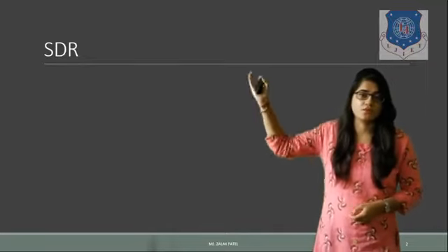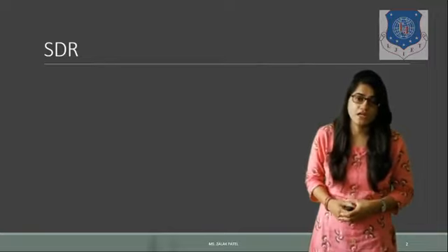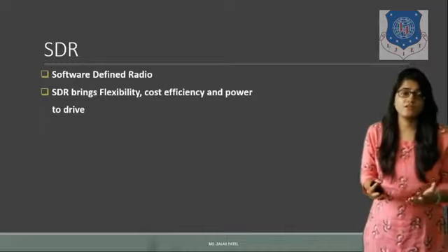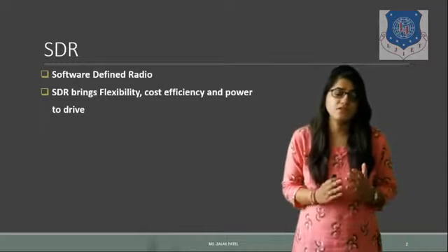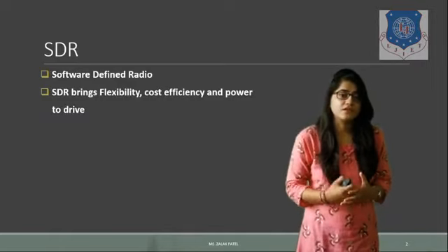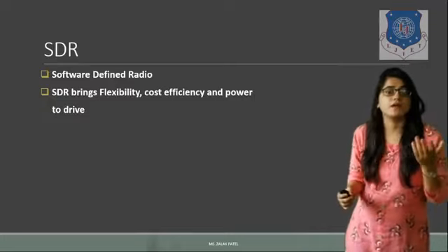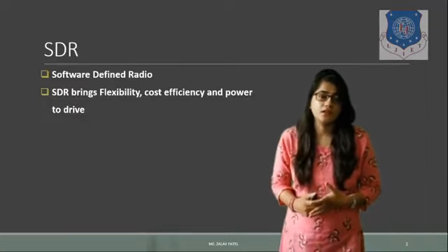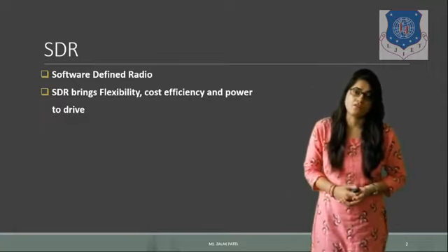Now let's come towards the next generation technology, that is the software defined radio. First of all, why do we choose the software-defined radio? Because it offers flexibility, meaning the user can update the version of that particular software-defined radio at any time, and obviously it is more cost efficient than other technologies, and it also easily drives the power network.